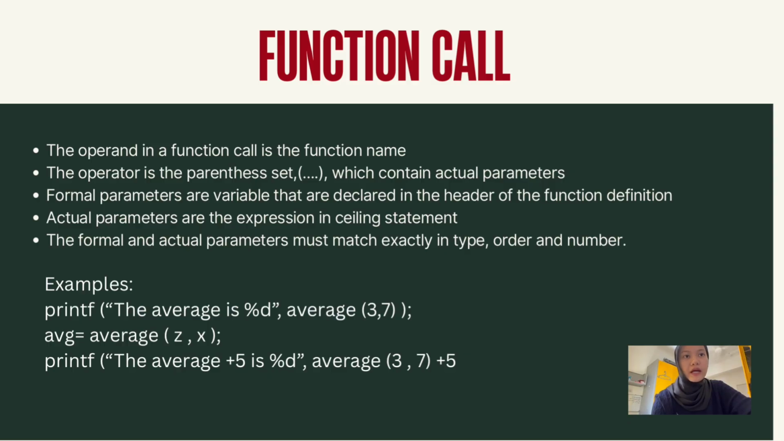Formal parameters are variables that are declared in the header of the function definition. Actual parameters are the expressions in the calling statement, and the formal and actual parameters must match exactly in type, order, and number. So there are examples that you can see.